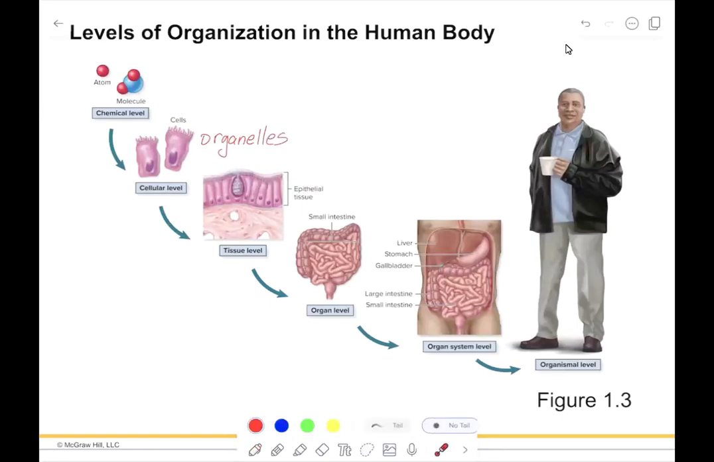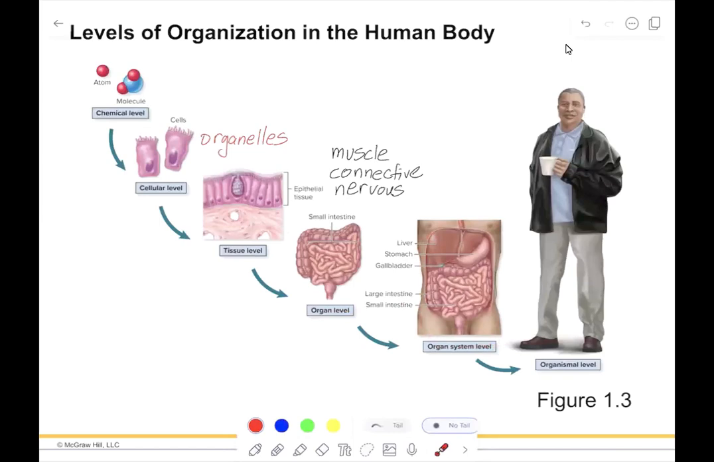The next level of organization is the tissue level, and the tissue level includes four different types of tissue. There is epithelial tissue, as you can see on the screen. There's also muscle, connective, and nervous tissue. So in a couple chapters, we're actually going to have an entire chapter on histology, which is the tissues. The next level of organization is the organ level. Then we have organ system level.